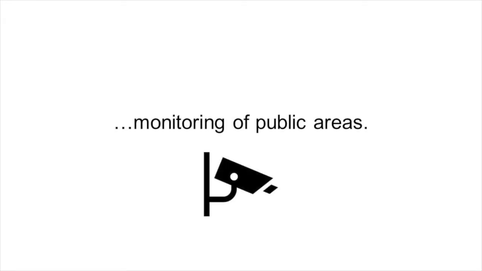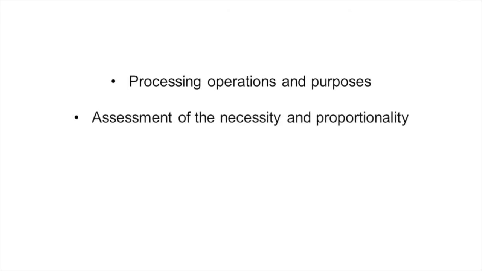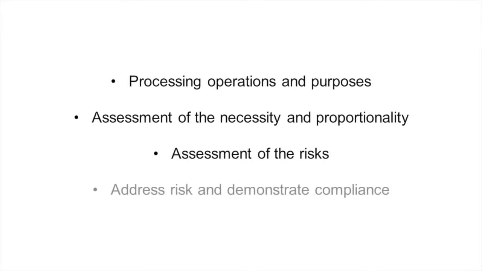A PIA must contain a description of the processing operations and purposes, an assessment of the necessity and proportionality of the processing in relation to the purposes, an assessment of the risks to individuals, the measures in place to address risk, including security, and to demonstrate that you comply.